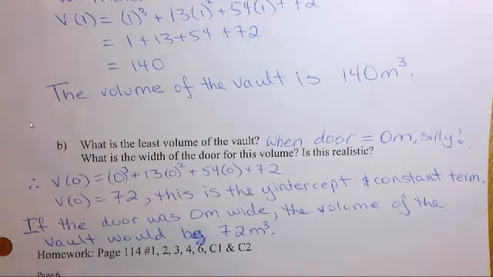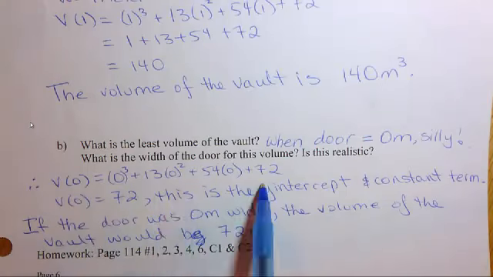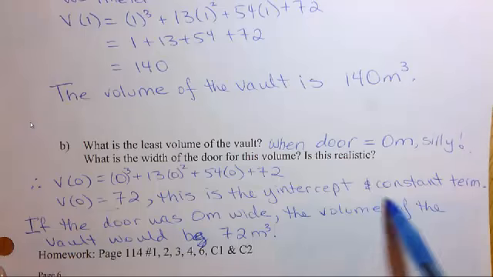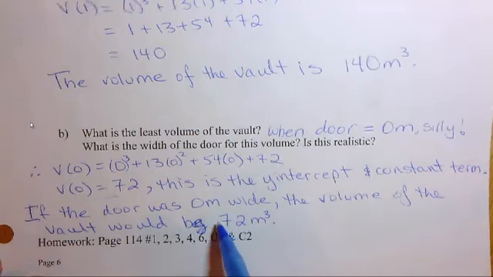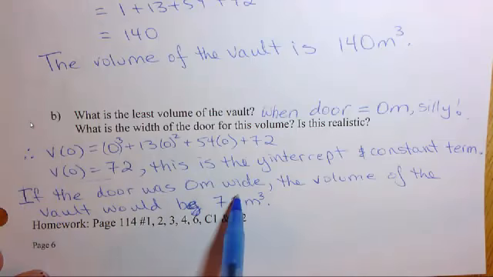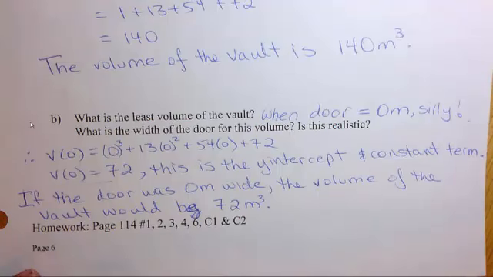But I guess it's just looking at all the material it's making up this vault if it didn't have a door. So plug in 0, and we end up getting 72. So this is the y-intercept, and it's also the constant term of the polynomial. So here's your answer. If the door was 0 meters wide, the volume of the vault would be 72 meters cubed.